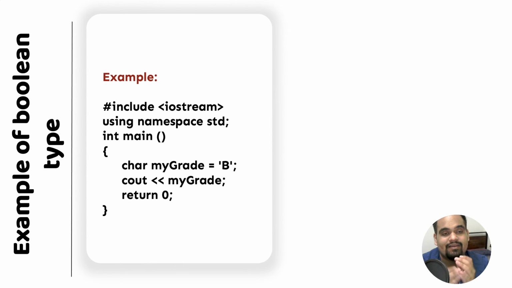Now an example of a character type, we have myGrade. You can say grade, it can be A, B, C, D, E, F, G, H. I have heard till B, that's the maximum I have heard. So char myGrade is B. If someone's grade is B, it's going to be B. So when you cout myGrade and display it out, it's going to be B. As simple as that.